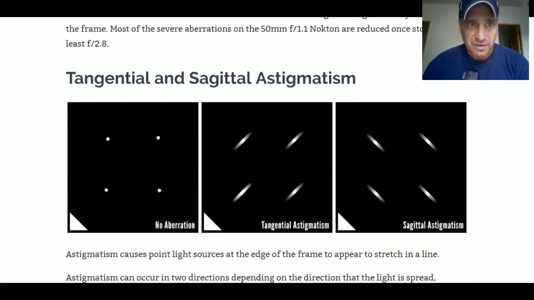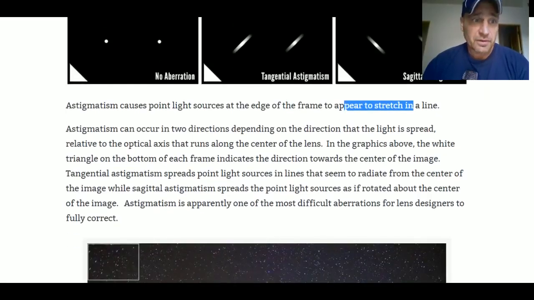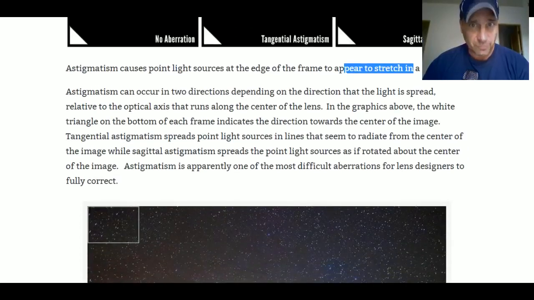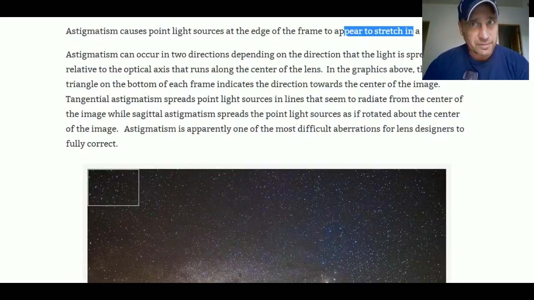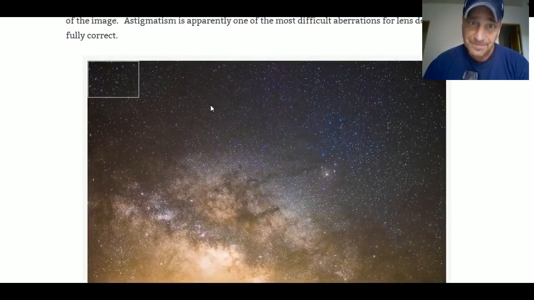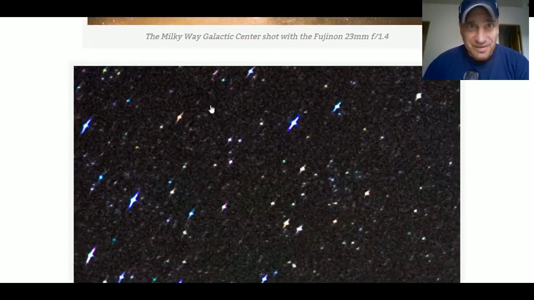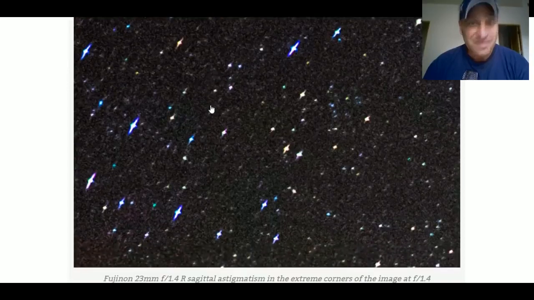So we got tangential and sagittal astigmatism. Astigmatism causes point light sources at the edge of the frame to appear to stretch in line. Astigmatism can occur in 2 directions dependent on the direction that the light is spread. So we got some of these comets exhibiting tangential astigmatism. It's right there, guys. The comet is like a dead giveaway. There's glass in the sky, and the Earth is concave, cellular. Oh, look, here's some tangential astigmatism appearing at the corner.